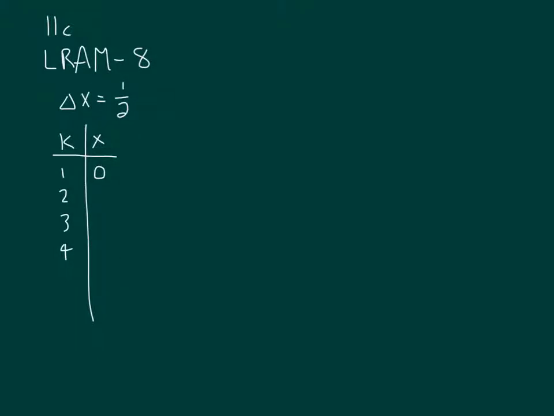Question 11c gets a little bit tougher. Our function is still y is equal to x to the third, but we are dividing this region 0 to 4 into 8 rectangles. So we need to figure out the relationship between k and x. What we know is that delta x is going to be 1/2 because, again, we're going to take the total distance over the interval. So 4 minus 0 is 4. We're dividing it into 8 rectangles. So delta x is going to be 1/2.